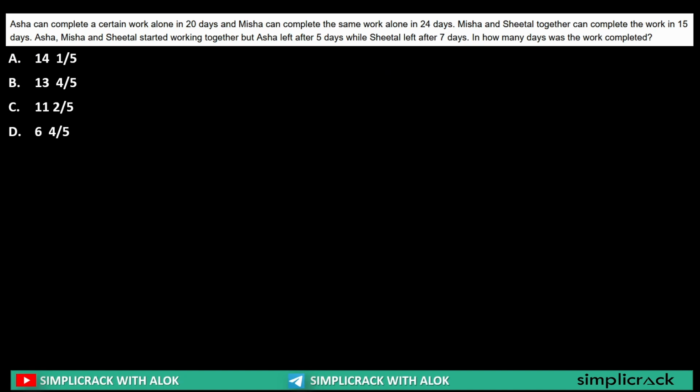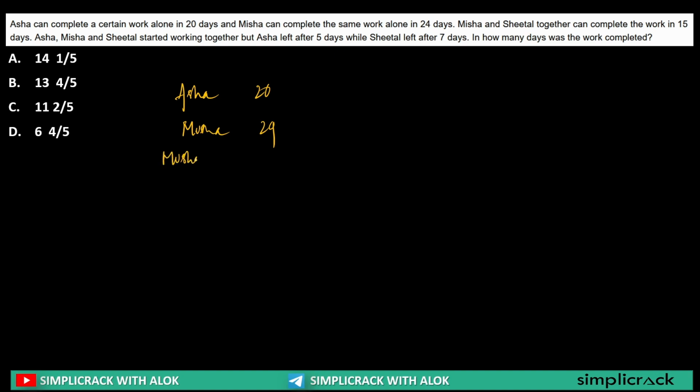Now, Asha can complete a certain work alone in 20 days. Misha can complete the same work in 24 days. Okay. Now, Misha and Sheetal together can complete the work in 15 days. Asha, Misha and Sheetal started working together.